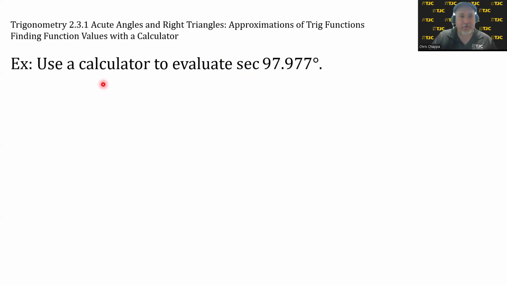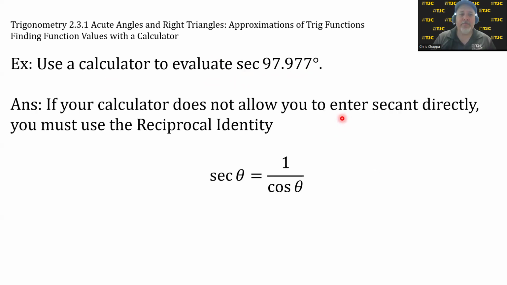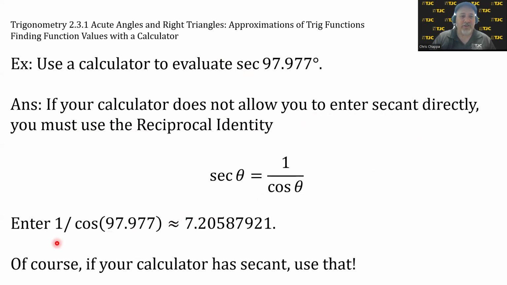All right, next example. Use a calculator to evaluate secant of 97.977 degrees. Well, secant is one of the reciprocal functions. It's the reciprocal of cosine. So if your calculator does not allow you to enter secant directly, because some do, you must use the reciprocal identity, secant of theta equals 1 over cosine of theta. So we would just enter 1 divided by cosine of 97.977 to get approximately 7.20587921. Of course, if your calculator has a secant option, you should use that.